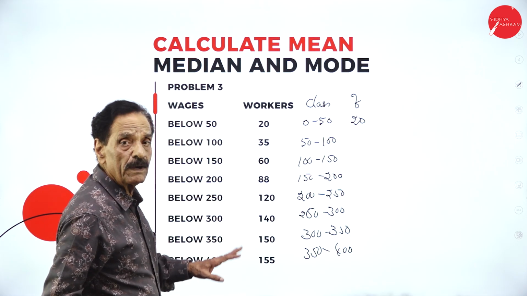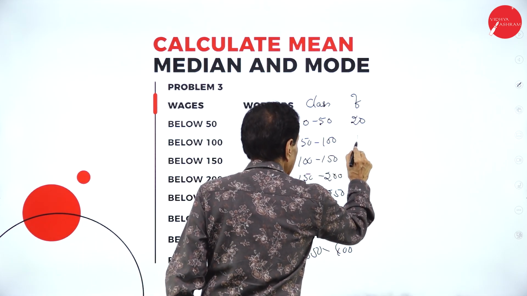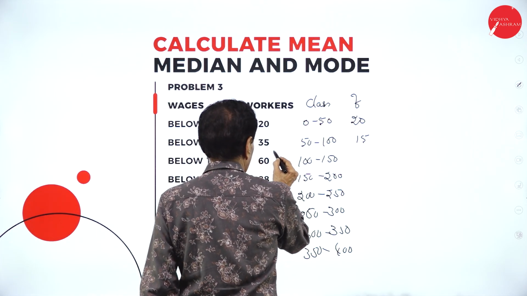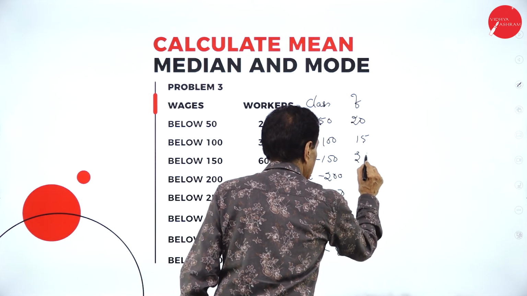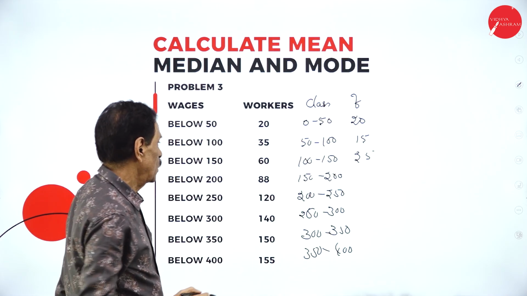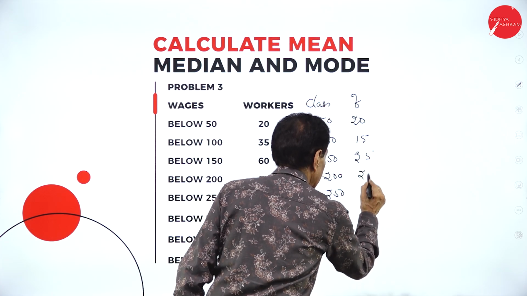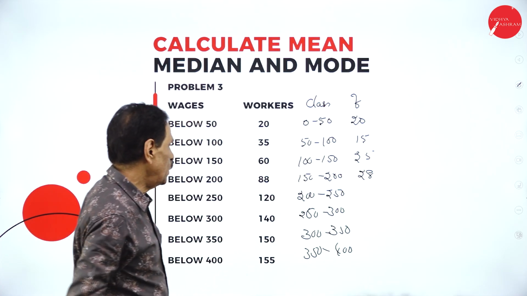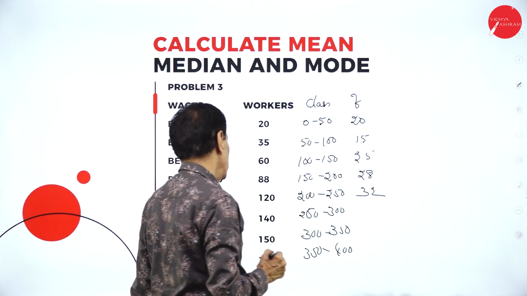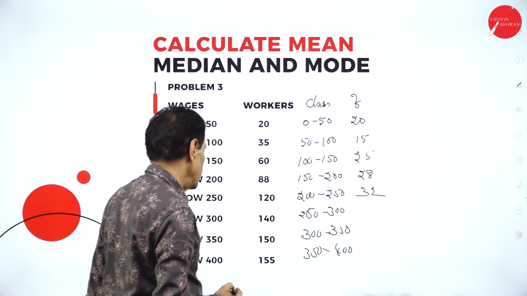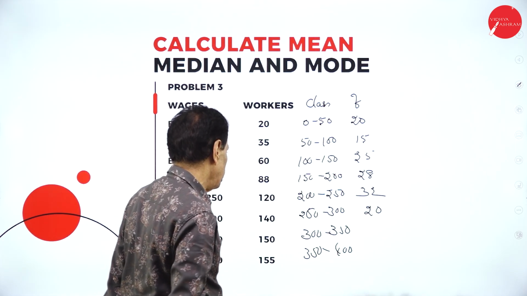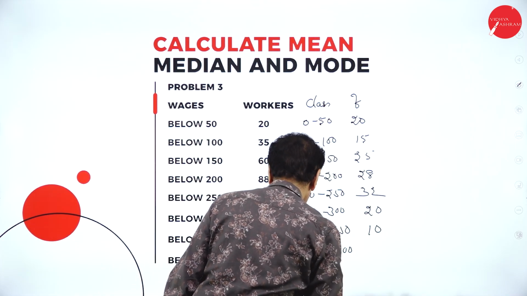Difference is 35, means how much difference? 15. Then this is 35 plus 5, 40. 25. Then 60 to 88, 28. 88 to 120 is 32. 120 to 140, 20. 140 to 150, 10. This is 5.